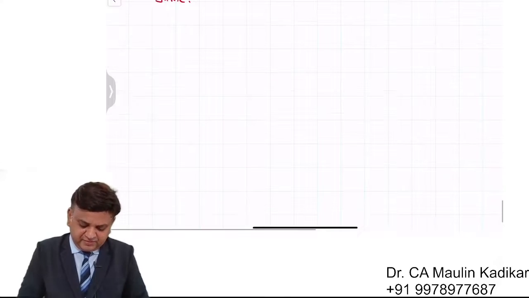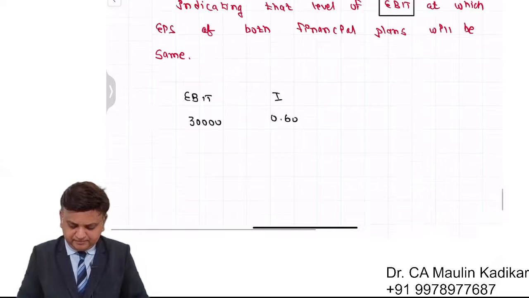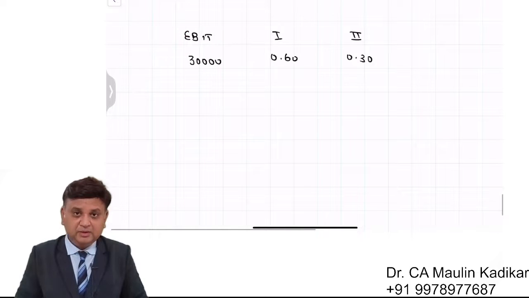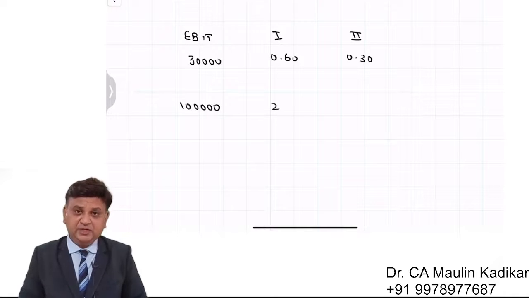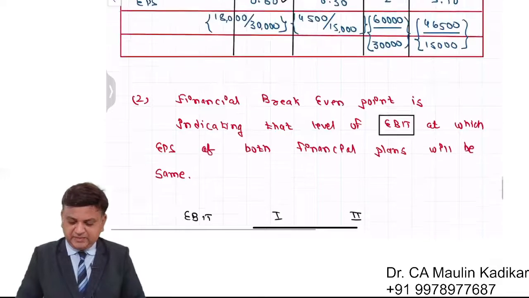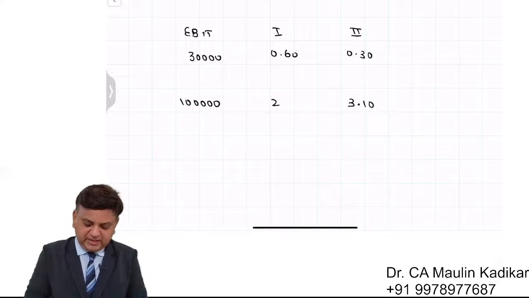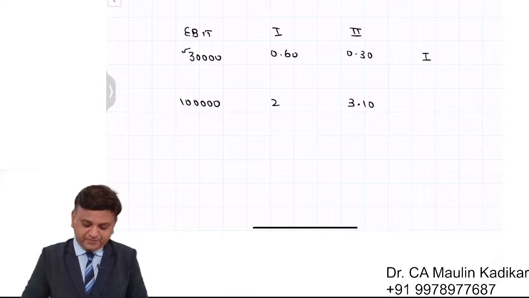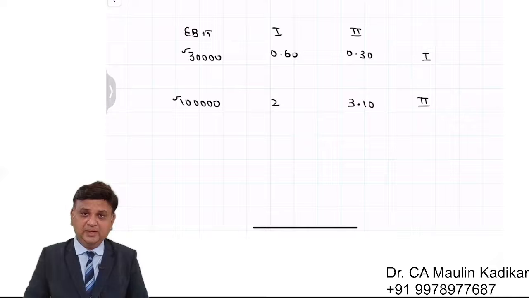See what happens when the expected EBIT is 30,000: the first financial plan has EPS of 60 paise, and the second financial plan has EPS of 30 paise. For expected EBIT of 1 lakh, the first financial plan has EPS of 2 and the second financial plan has EPS of 3.1. That is what you can see. So for expected EBIT 30,000, plan 1 is better than plan 2. For expected EBIT 1 lakh, plan 2 is better than plan 1.